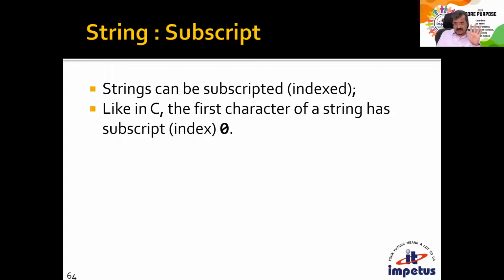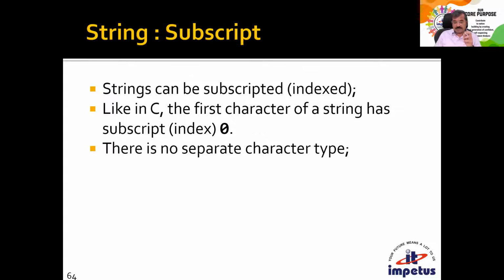HELLO has 5 characters. I'll count it as 0, 1, 2, 3, 4. So the last character in your string of size 5 will be at position 4. Subscript index in Python, like in C++, starts with 0. So the position of the first element inside the string is 0, and the last element is the string length minus 1.